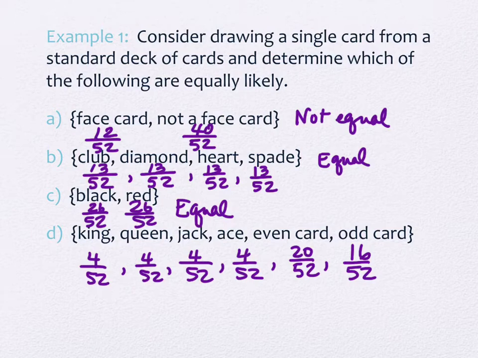So these are the, what do I have? 6 different probabilities that I'm considering. Are they all equally likely? No. So these are not equally likely. Okay, any questions on that?